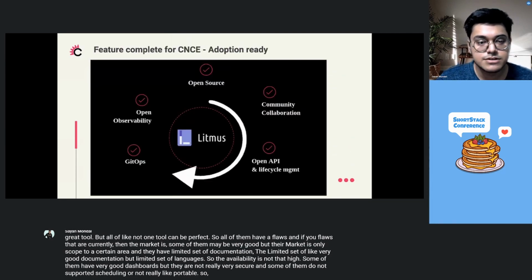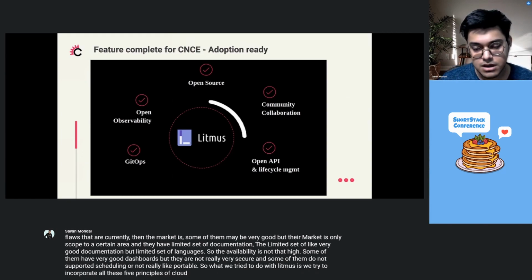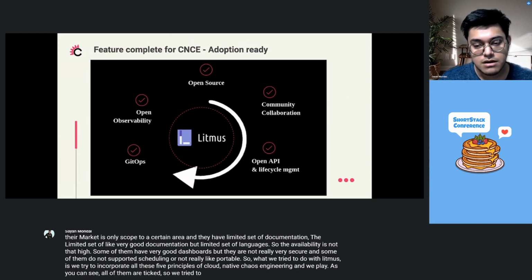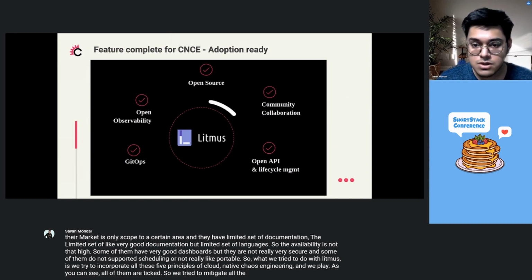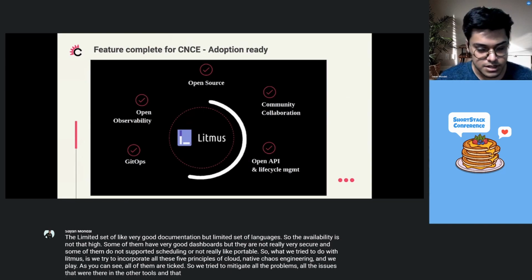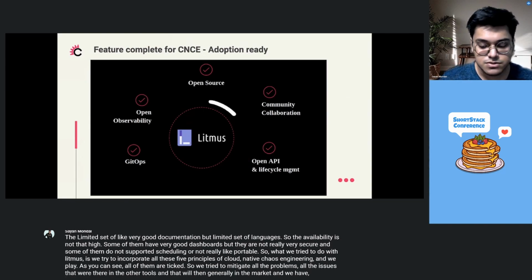So what we tried to do with Litmus is we tried to incorporate all these 5 principles of cloud native chaos engineering, and as you can see, all of them are ticked. So we tried to mitigate all the problems and issues that were there in the other tools and in general in the market, and we were successful in doing so.